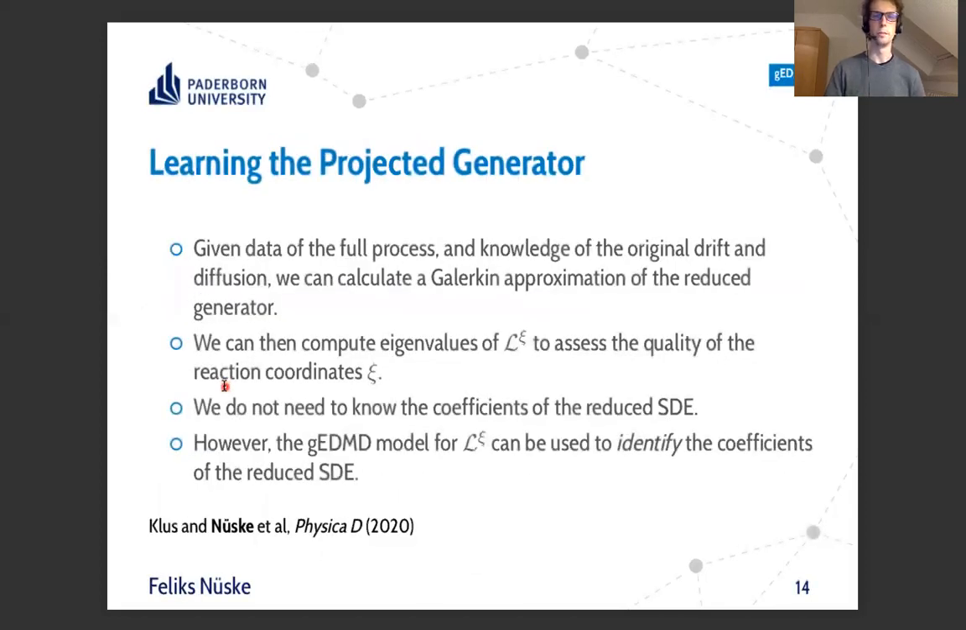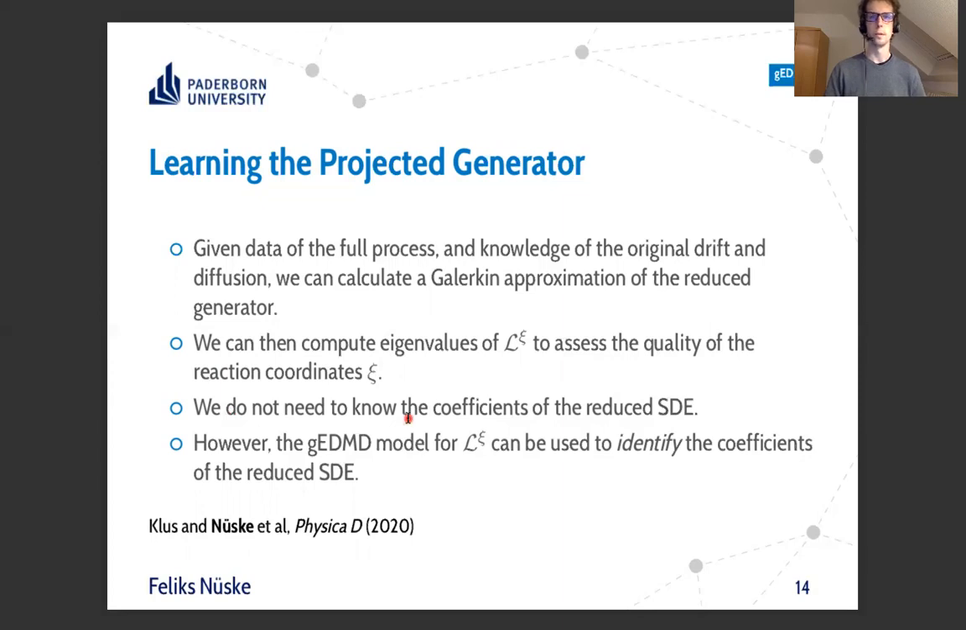So again, in summary, what we can do now is use data of the full process, or data on high-dimensional state space. And if we know the coefficients of the original dynamics, so if we know the original drift and the original diffusion, then we can use these data together with a basis set supported on low-dimensional variables to calculate a matrix approximation to the generator of the resulting effective dynamics, of the resulting reduced dynamics. And note that we do not need to know or compute the exact coefficients of the reduced SDE in order to do that. And we also do not need to sample the reduced SDE on low-dimensional space.